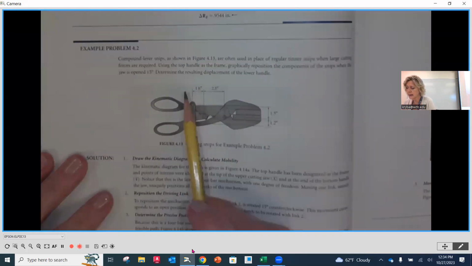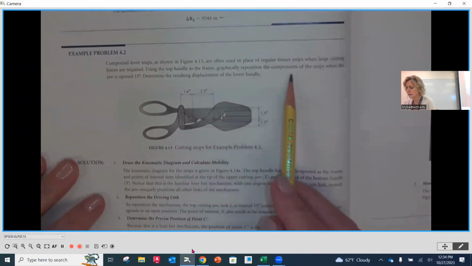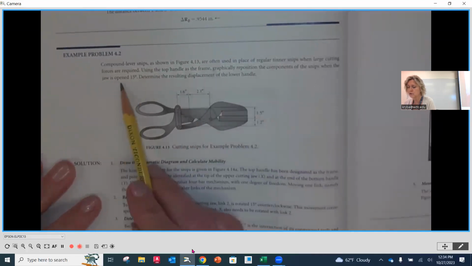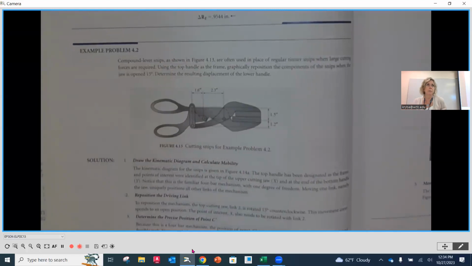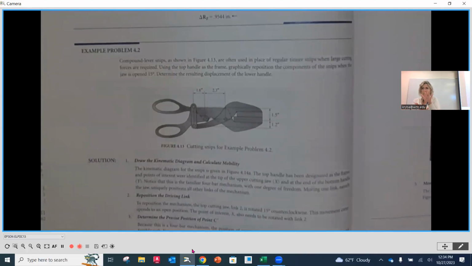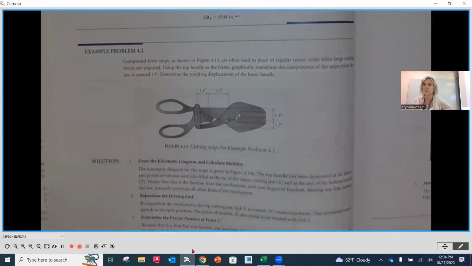And it says, using the top handle as a frame, graphically reposition the components of the snip when the jaw is opened 15 degrees. Okay, so the jaw is over here. And that's really a practical problem because we want to maybe open that up to where we would normally want it. But then you probably want to see, on the side where we're going to be putting our fingers in there, would it be reasonable for an average size hand to be able to open and close that for 15 degrees? So how far is that going to be?